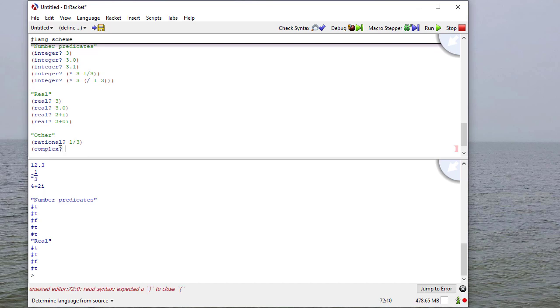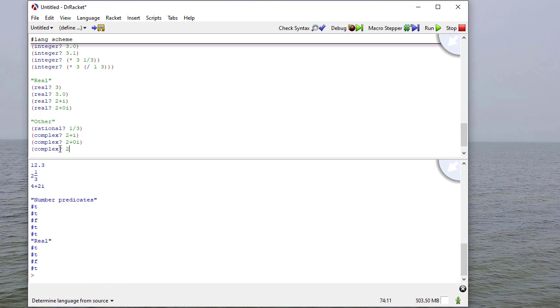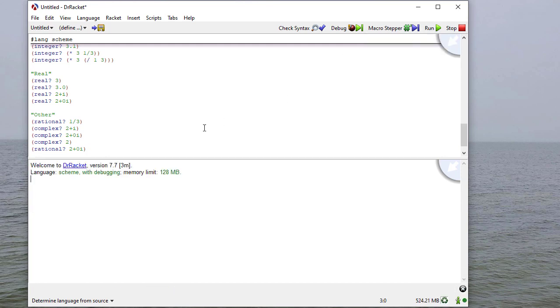We can ask if 2 plus i is complex. And we'll ask if 2 plus 0i is complex. And while we're at it, let's ask if 2 is complex. And we'll even ask if 2 plus 0i is rational. So let's run this, and you can see that the answers are all true. All of these cases are true.